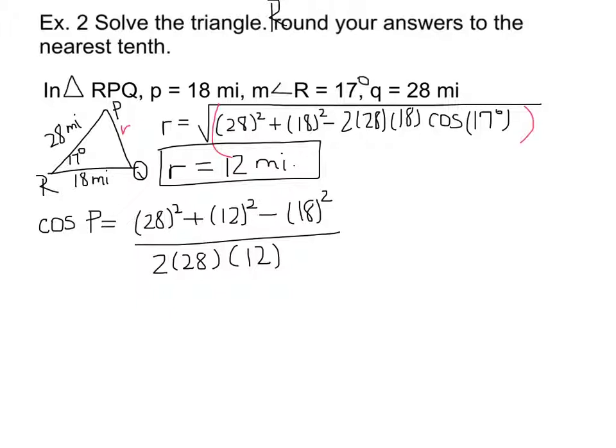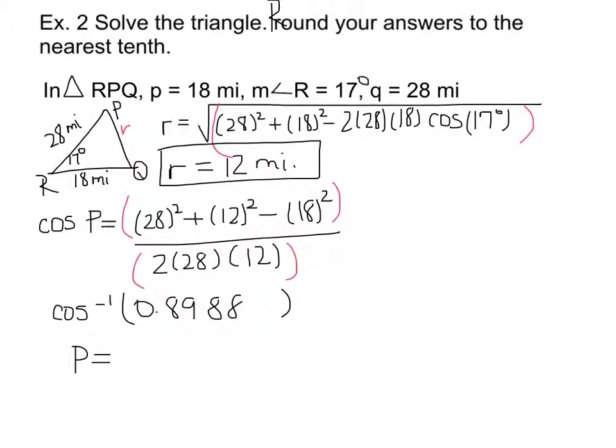And when you type in your calculator, remember we got to use parentheses so your calculator knows the numerator versus the denominator. And when we get that answer, we're going to do cosine inverse. Try to round to 4 decimals so we can get an accurate angle. Okay, I got 0.8988, and I'm going to do cosine inverse of that. So P is going to be, rounding to the 10th place, 26 degrees.